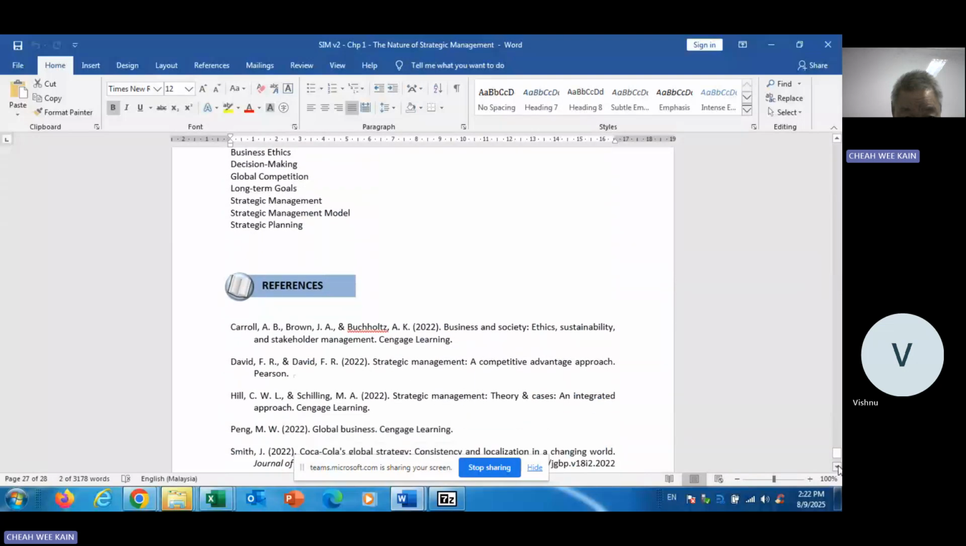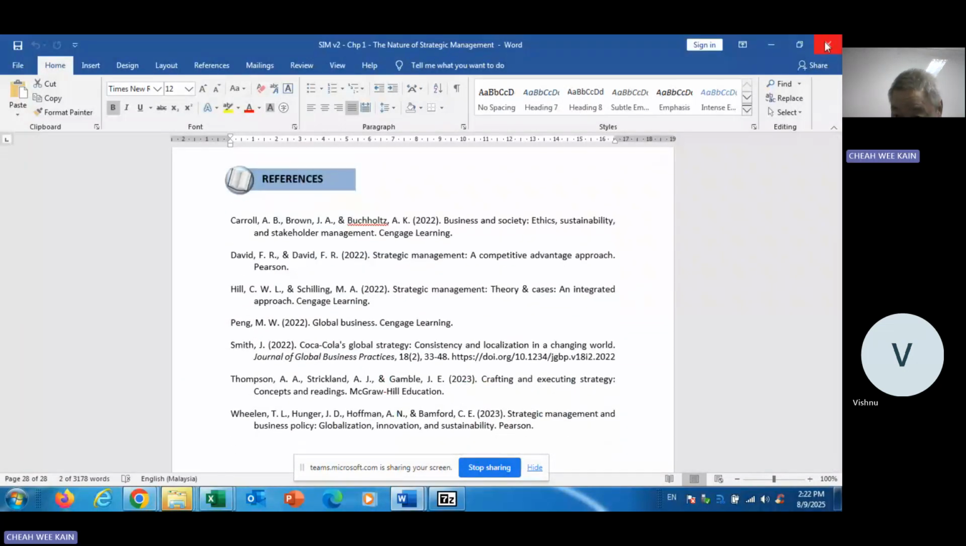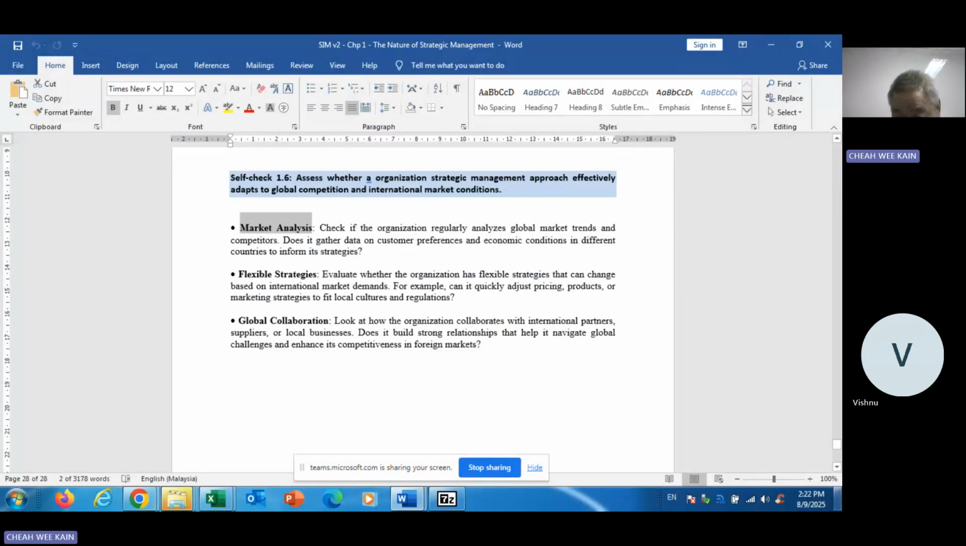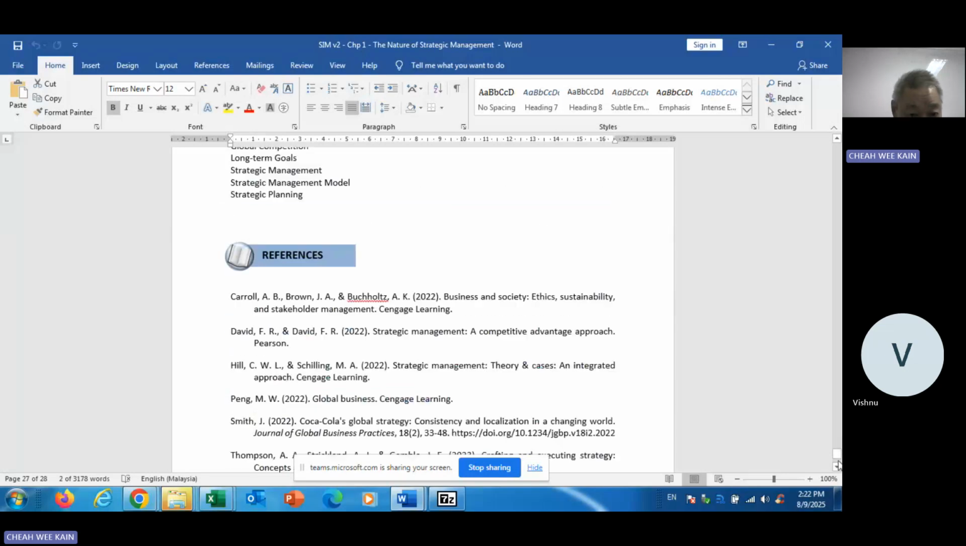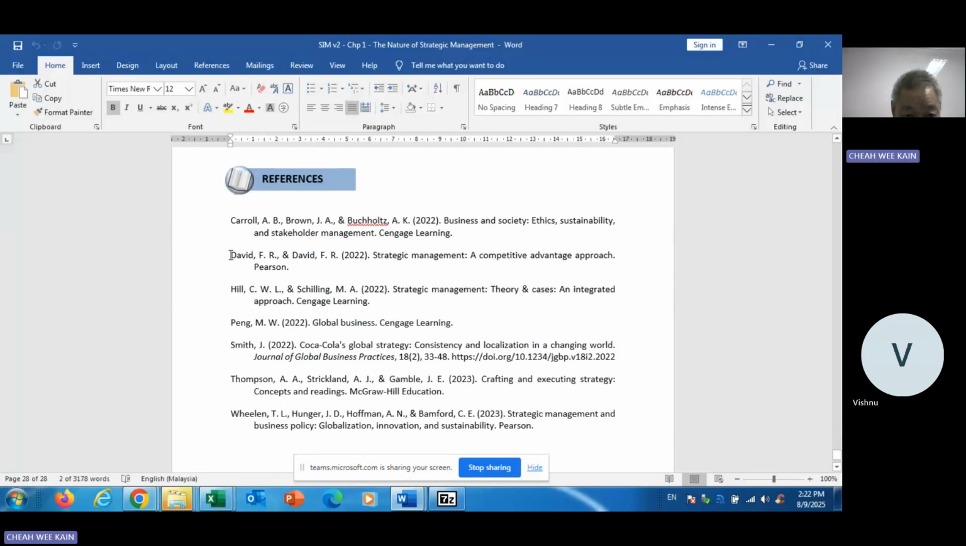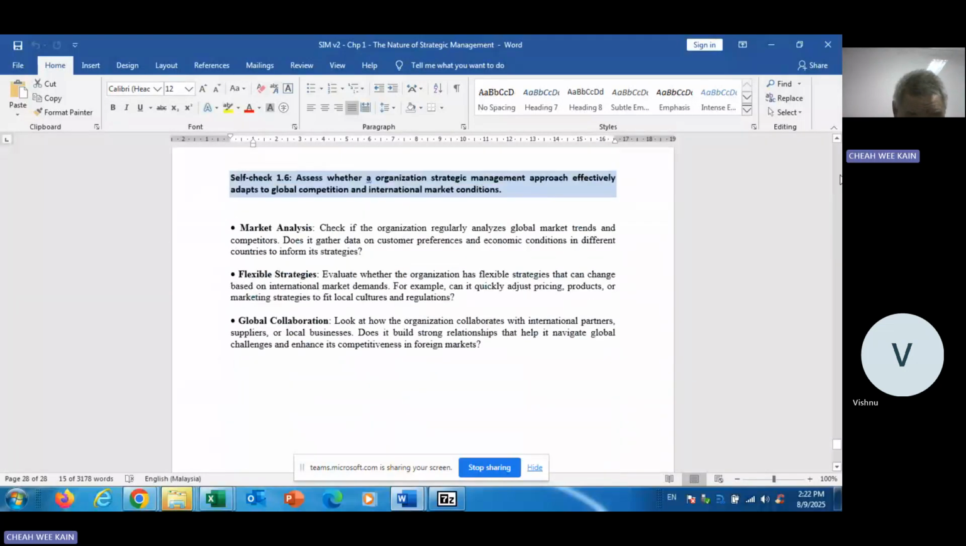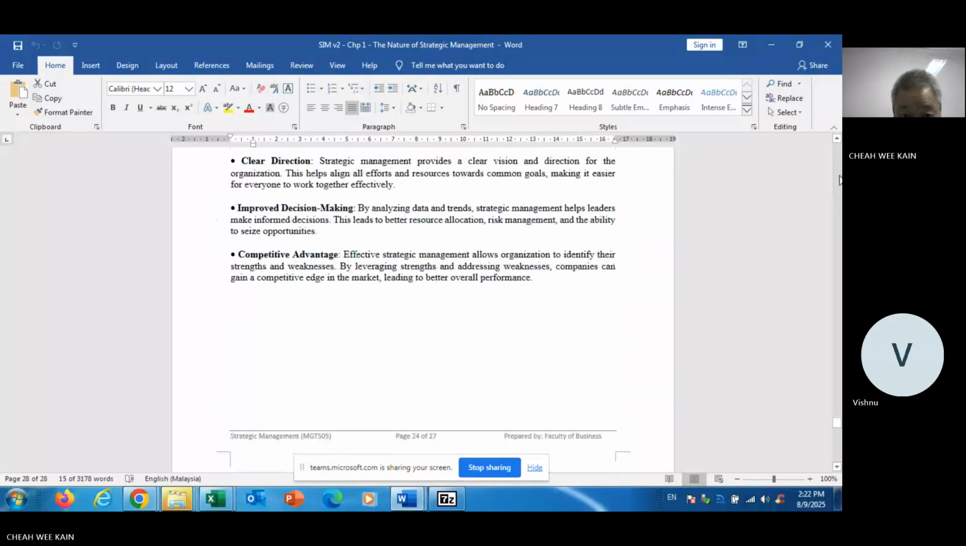Now these are the key terms, and these are the references. As far as references are concerned, if you have a chance, go and look at this book, David and David. Okay, lesson.